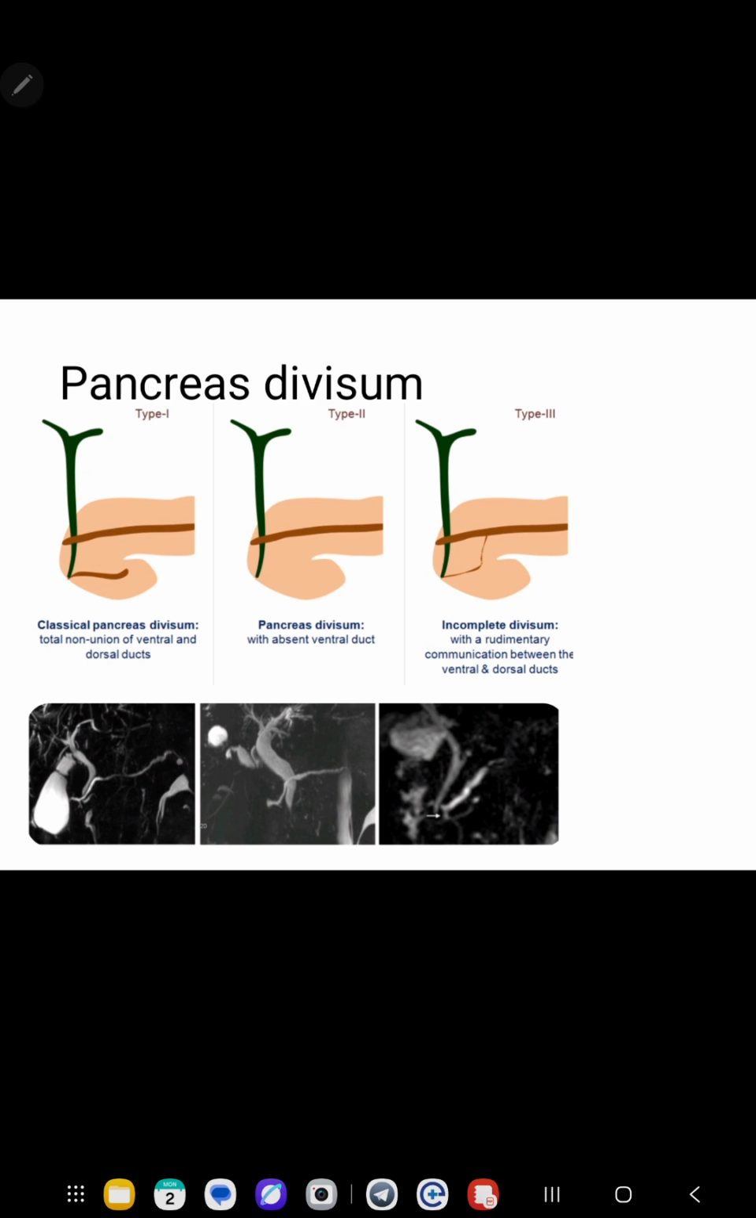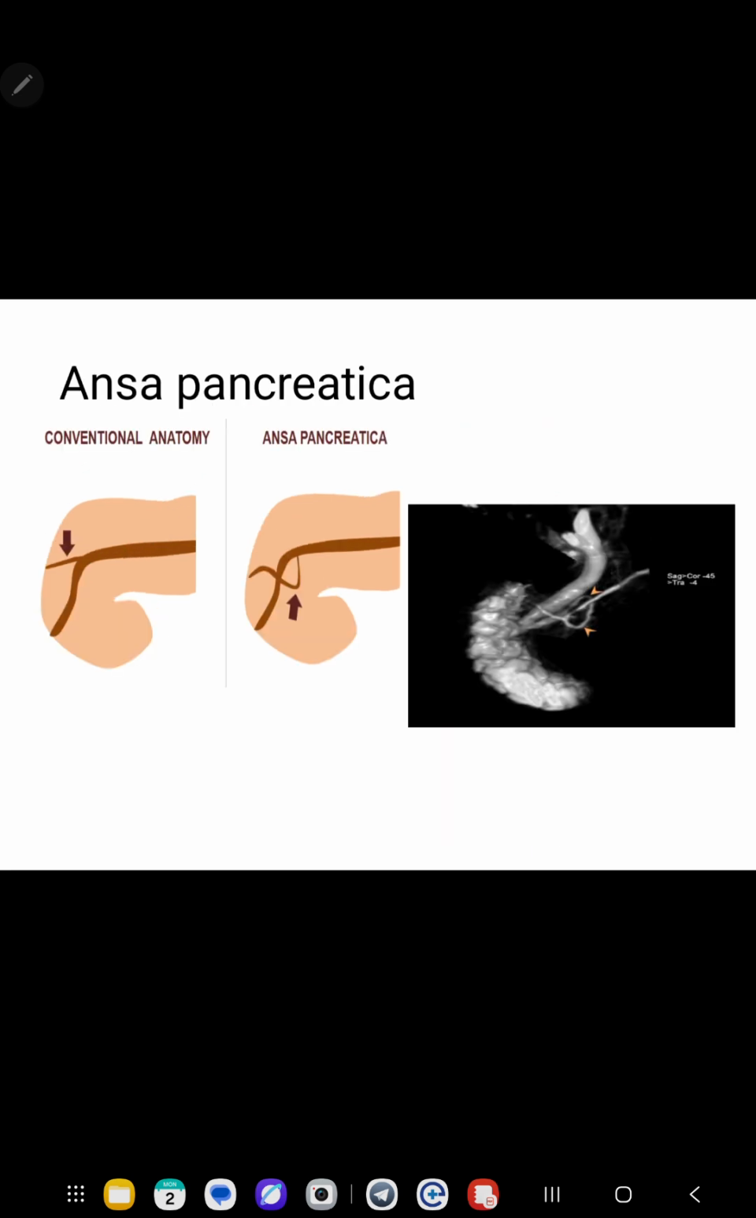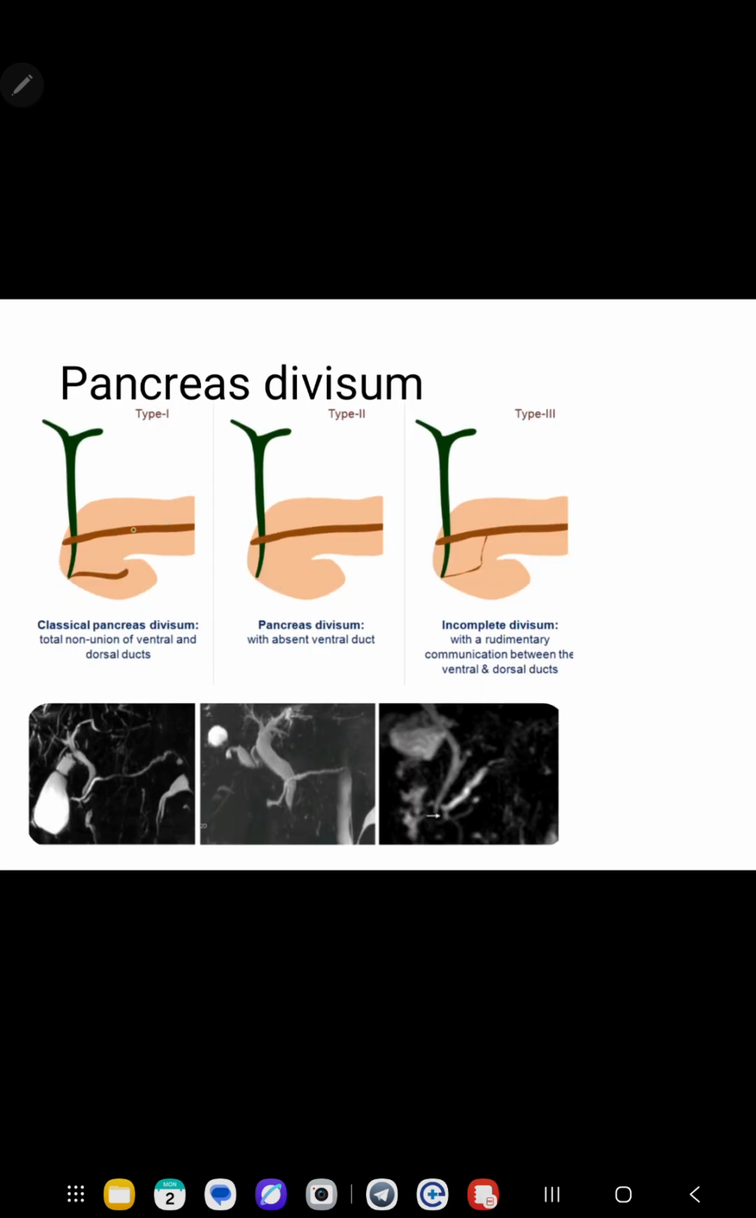In the latter 10% of people, the communication duct between the two ducts is lost. There is no communication duct. That is, congenitally they have only two separate ducts. That is classical pancreas divisum, where there is no fusion of the ventral and dorsal duct. So what happens? Here in this case, the dorsal duct will be the major duct. In normal people, it is the ventral duct, but in these people, it will be the dorsal pancreatic duct.